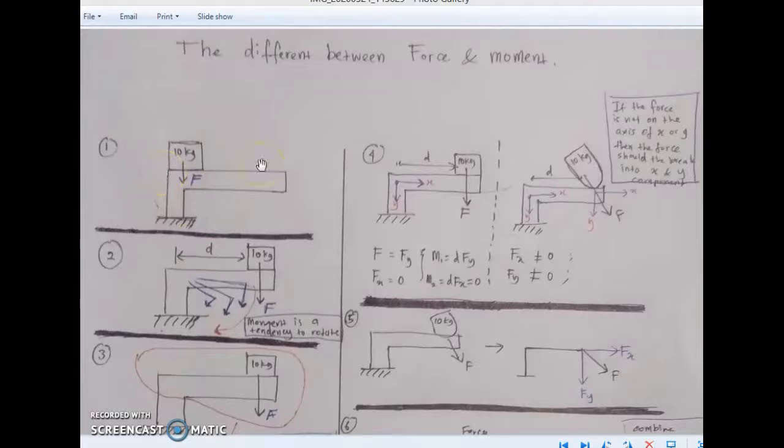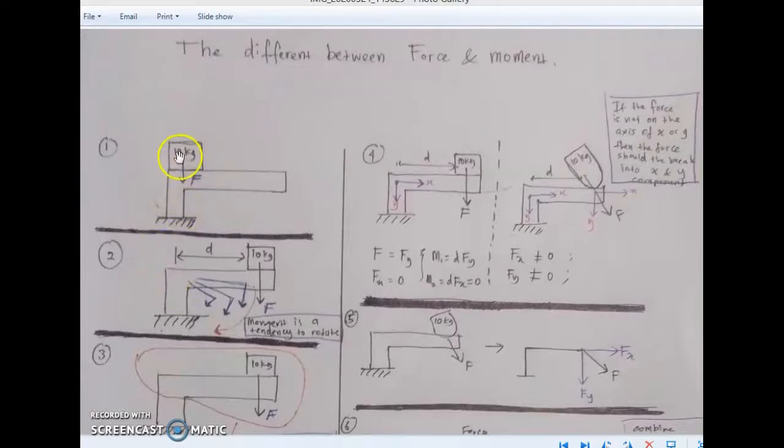Okay, so first thing, we need to know the difference between force and moment. Let's look at the first picture here. If we have 10 kg of force and a steel rod like this, which is attached on the ground here. So in this position, we have only the effect of force here.